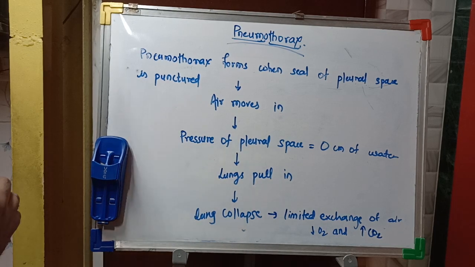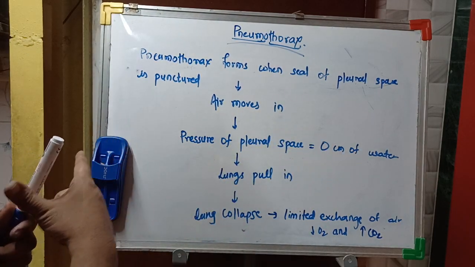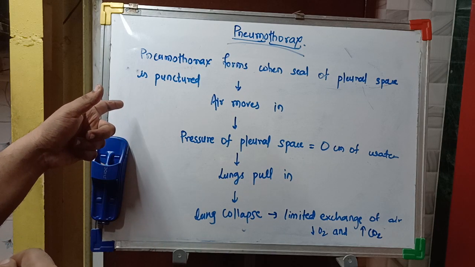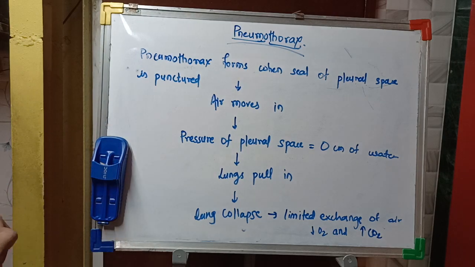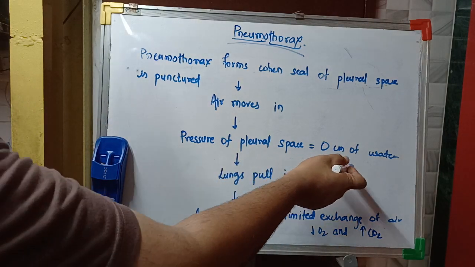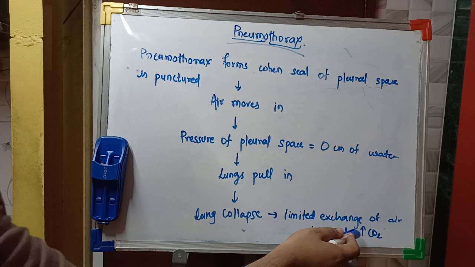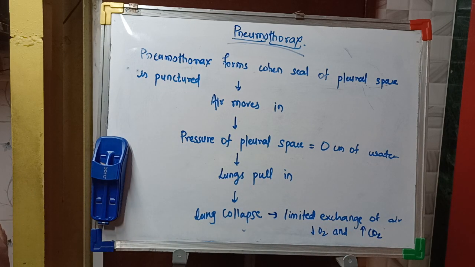Here pneumothorax forms when the seal of the pleural space is punctured. Because of the puncture, the air moves into the pleural space. So the pressure of the pleural space becomes 0 centimeter of water. Because the pressure becomes 0 centimeter of water, the lungs will pull inward and the lungs get collapsed. Because of the collapse of the lungs, there is a limited exchange of air. So there is a decrease in the oxygen concentration and an increase in the carbon dioxide concentration in the body. So this is pneumothorax.